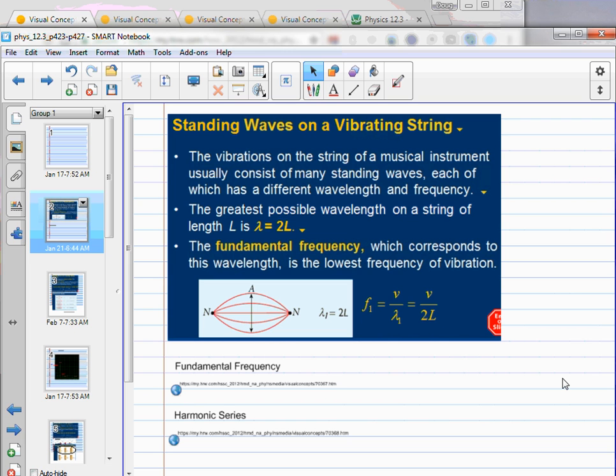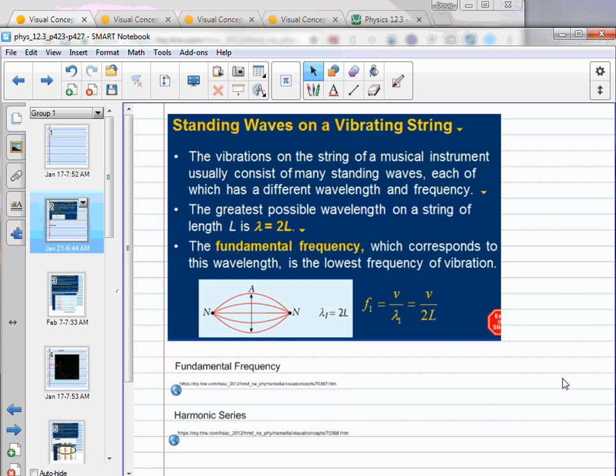Chapter 12, Section 3. Standing waves. So at the end of Chapter 11, we learned about standing waves just as a characteristic of waves.